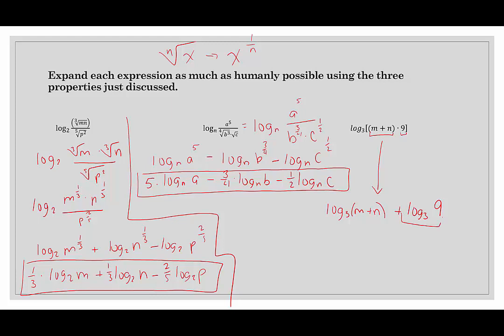However, this could be simplified, right? This is log base 3 of 9. That's saying 3 to what power is 9? And that's something that we probably know. That ends up being just 2. So we can rewrite this as log base 3 of m plus n, plus 2. Notice that when we perform the operation, the logarithm does go away because we did that operation. So it just becomes just a regular 2.